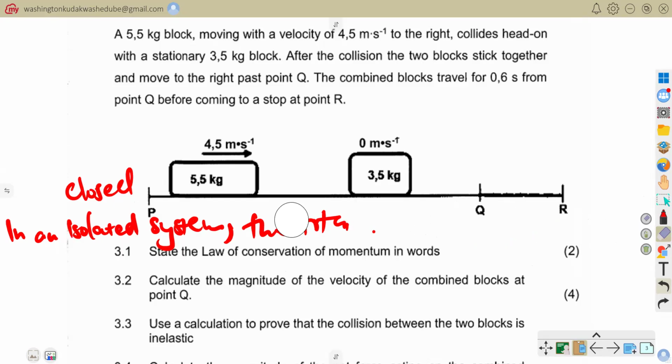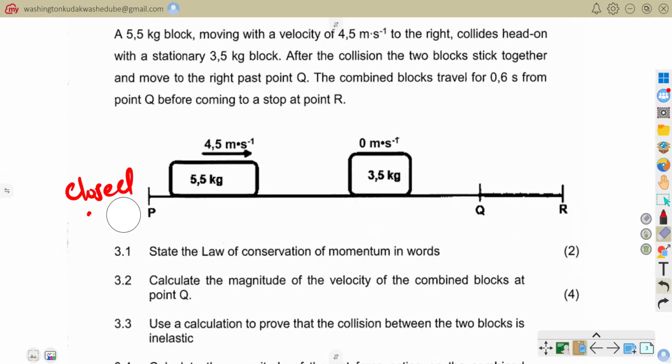Just allow me to rub so that I can change the font of my pen, because some of my words are not coming out clearly.